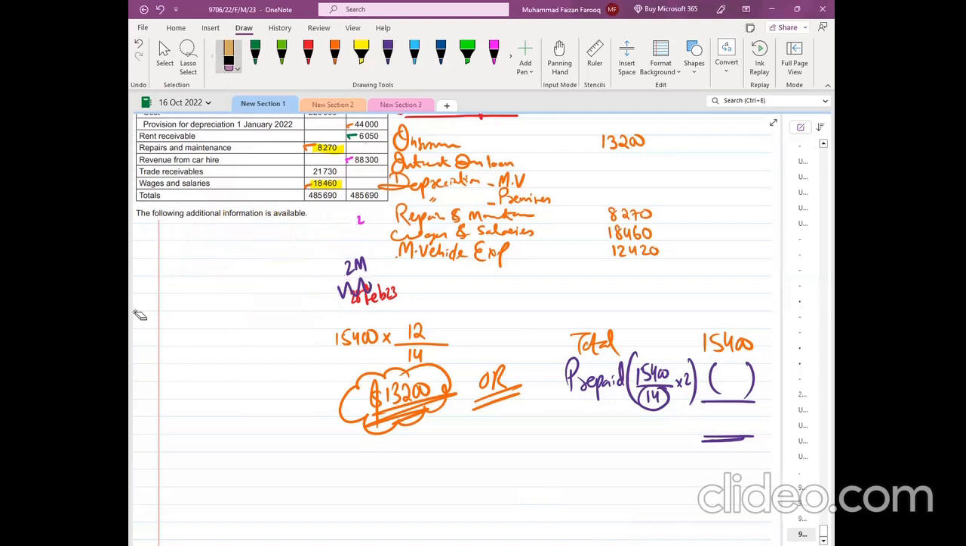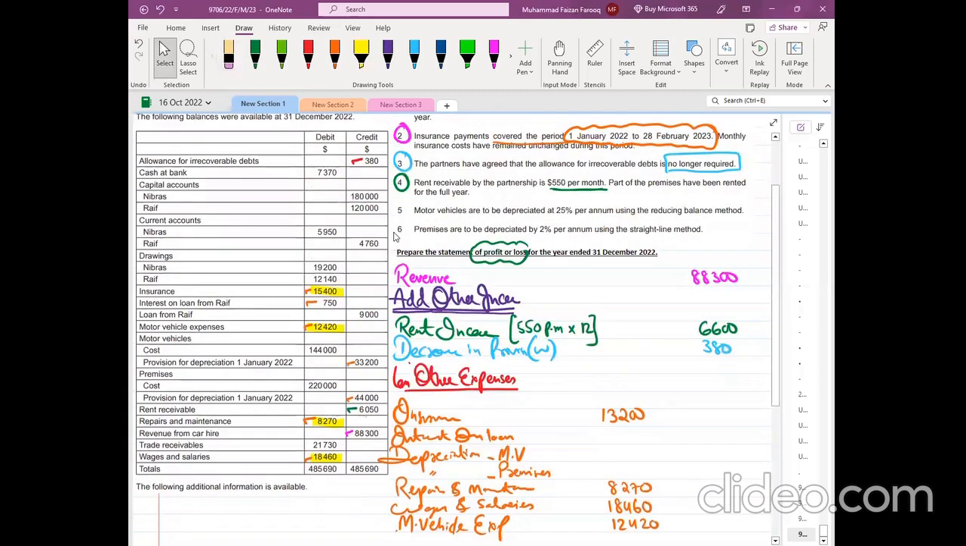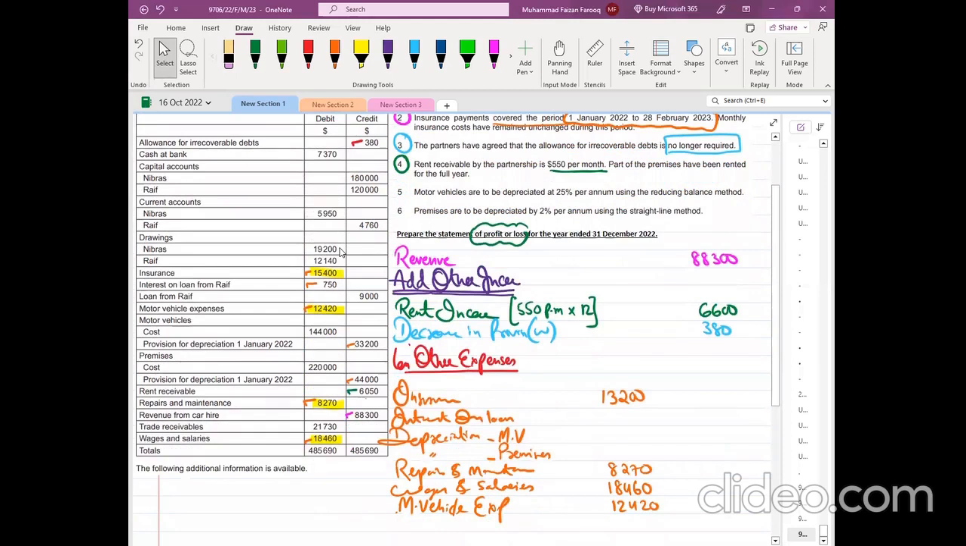Now the loan interest. Loan is usually provided by the partner, right? There is a trick here. The note says 10% per annum on the loan, and interest is accrued for the last 2 months of the year. What does this mean? He already accrued the last 2 months. You can see here the loan interest is already given. How much? 750.